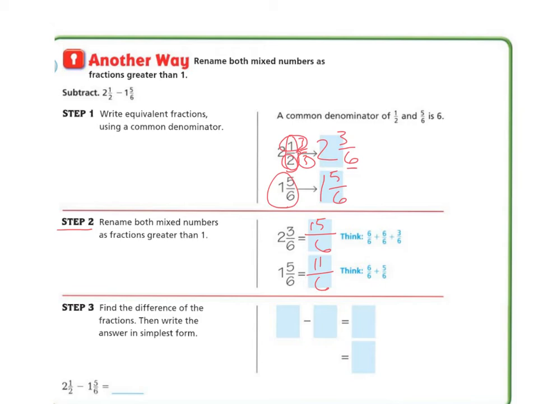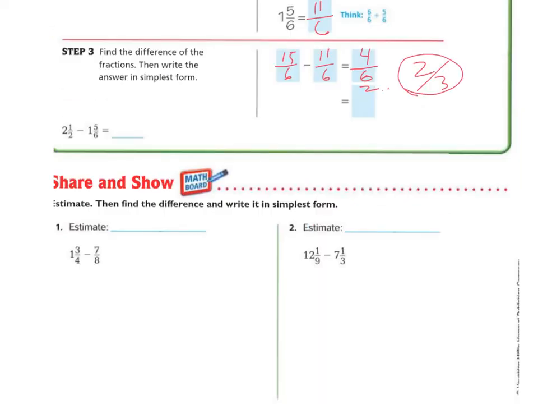So I have 15 over 6 minus 11 over 6. So 15 minus 11 is 4, and then I have it over 6. Now 4/6, I've got to reduce that. 2 can go into 4, and 2 can go into 6. 2 goes into 4 2 times, and 2 goes into 6 3 times. So the answer is 2/3. Okay, so the answer is 2/3, the final answer. So that means 2 and 1/2 minus 1 and 5/6 is 2/3.